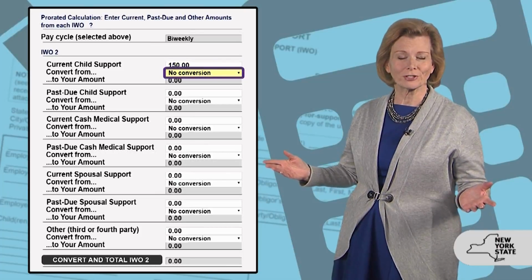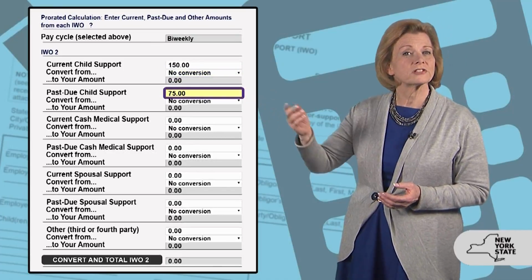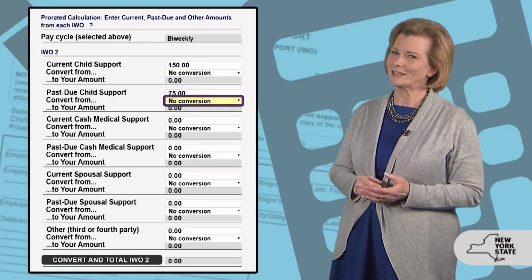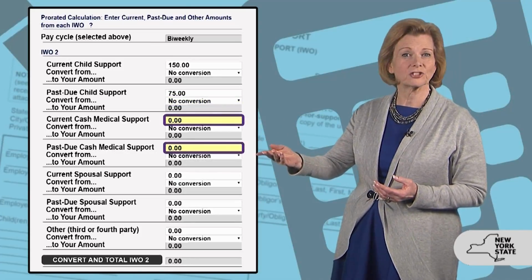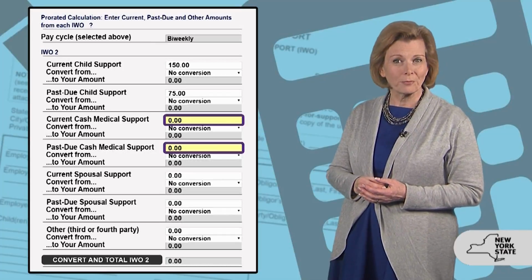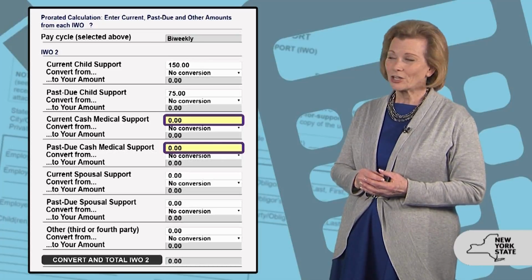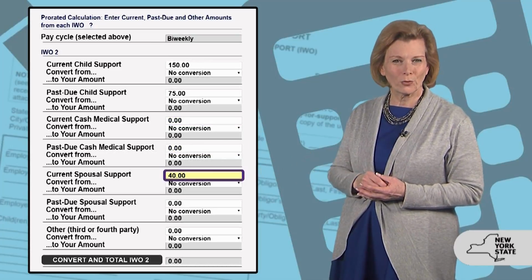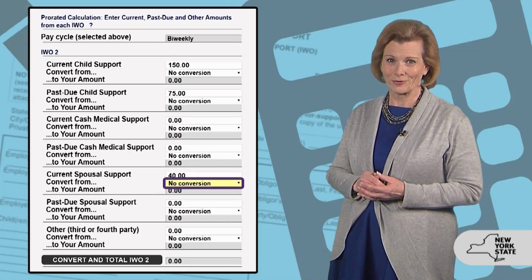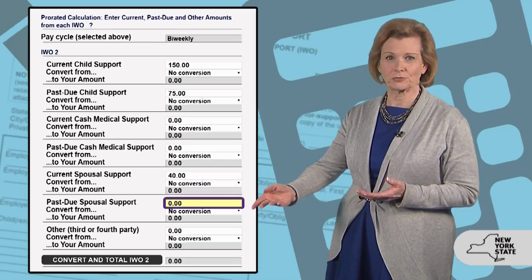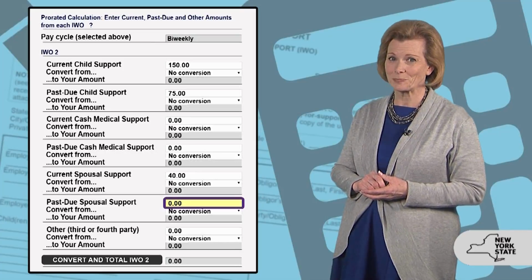We do not need to convert it since it matches our pay cycle. The past due child support requires $75 biweekly. Again, it is not necessary to convert it. There is no current or past due cash medical support in our scenario, but remember, you may encounter employees with one or both of these payments. The current spousal support requires $40 biweekly. We don't need to convert the payment frequency for this category either. We have no past due spousal support in this example. However, again, you may encounter employees with this payment.